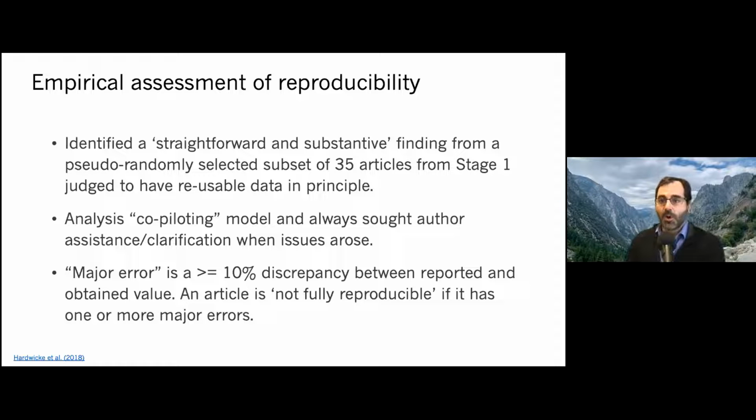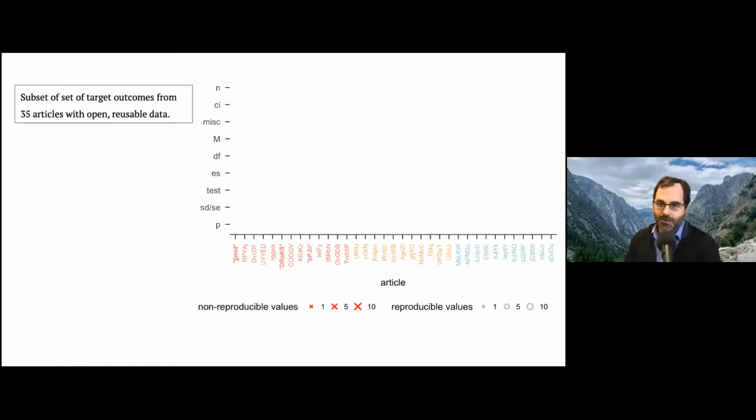And we reached out to the authors in every case where we were unsuccessful, and requested clarification. And we had, in this study, actually, I think 100% author response rate. So every author team got back to us and tried to help us clarify the issues. We coded as a major error those cases where there was a greater than 10% discrepancy between the reported value and what we got. And so an article was then coded as not fully reproducible if it had one or more major errors. Okay, so here are all of our 35 articles.